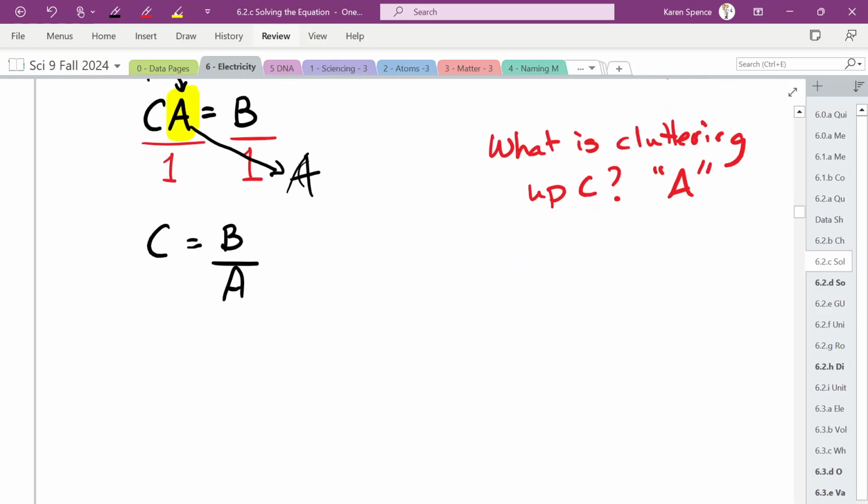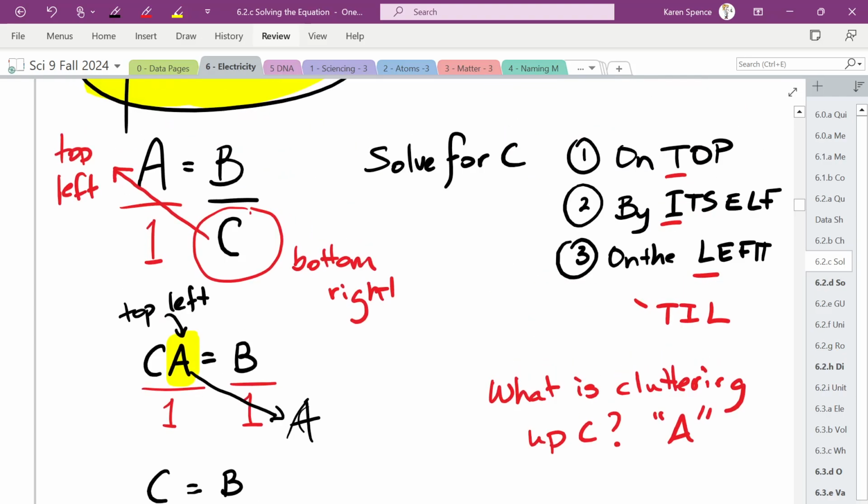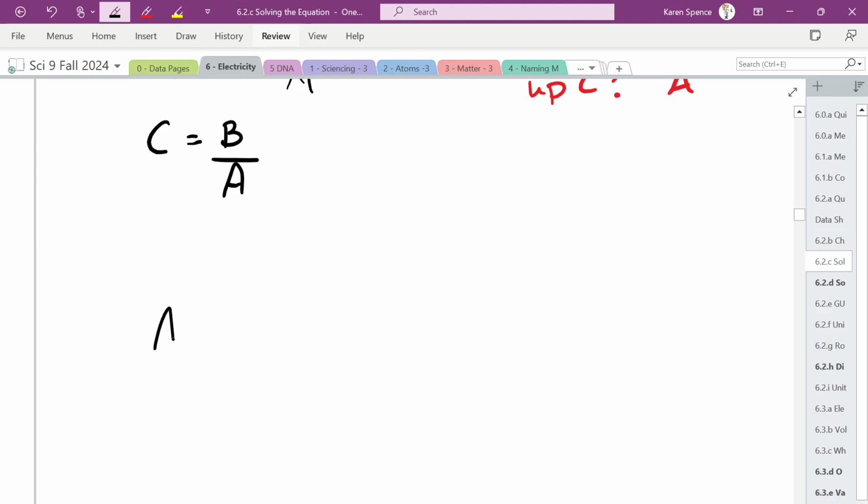Okay. Now, let's say you prefer the math method, right? Your math class method. We have A equals B over C. We want C on the top, so we need to put it on the top here and on the top here. Yes?